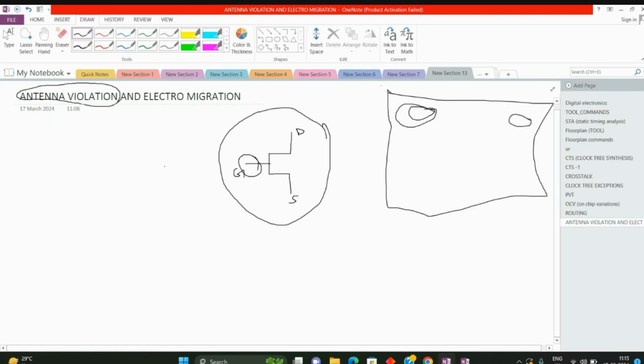So what does antenna violation mean? Plasma etching is one of the steps in the fabrication process. Even I don't know all the steps. Many steps are there, and you can't find them on the net also. It is very secret, they won't release how the chip is fabricated. Only for the antenna violation, they told us that in the plasma etching stage the antenna violation will come. That only everybody knows.